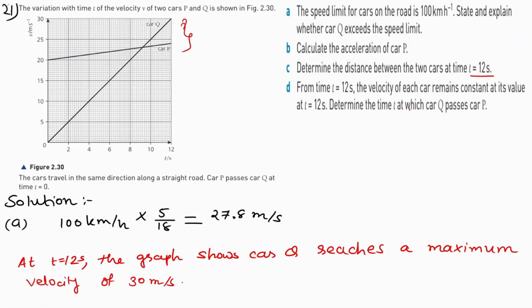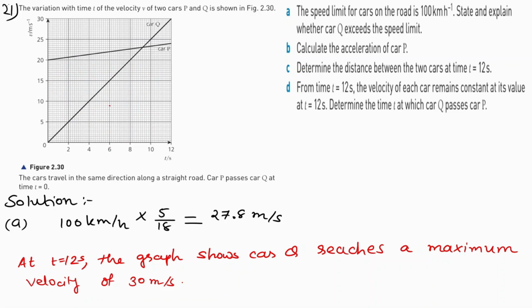That means if you need to find the displacement of car Q, you just have to measure the area under this line. And if you want to know the displacement or distance covered by car P, you need to calculate the area over here.